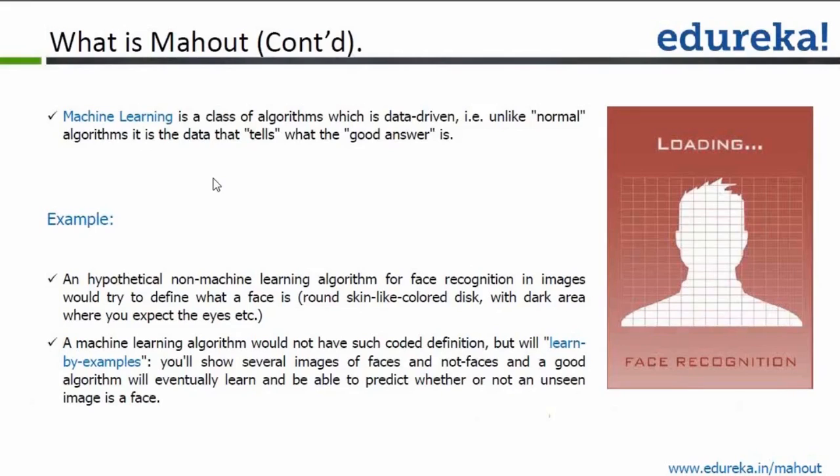You can see the face recognition system over to the right. A hypothetical non-machine learning algorithm for face recognition in images would try to define what a face is. So whether the face is a skin-like colored disk, which is a dark area, and where you expect the eyes to be, etc. Through which the algorithm would be able to detect whether a given image is a face or something else.